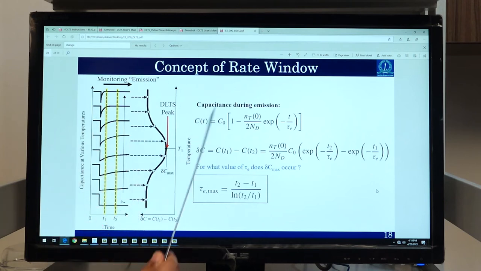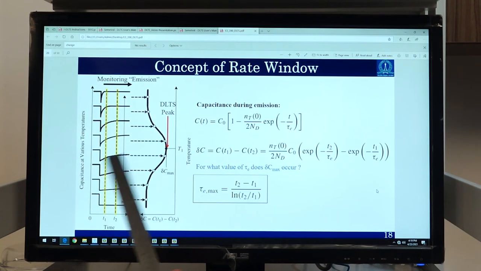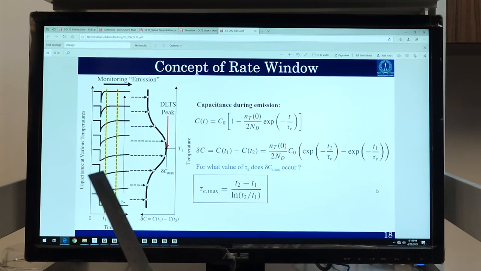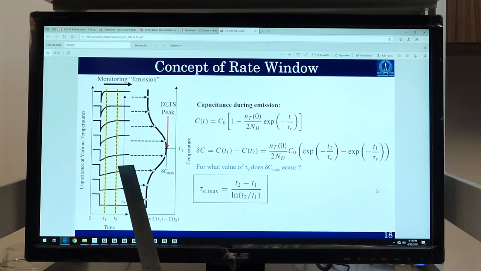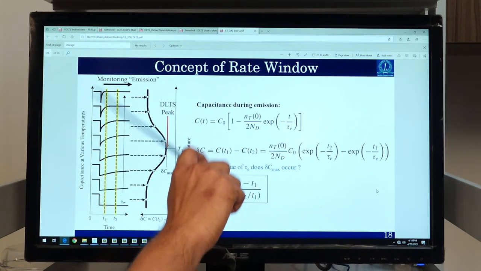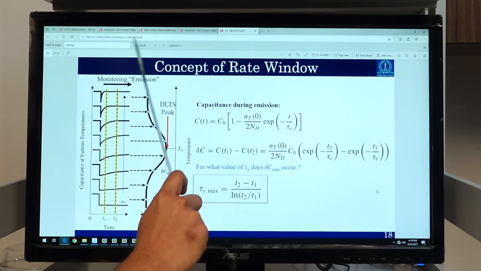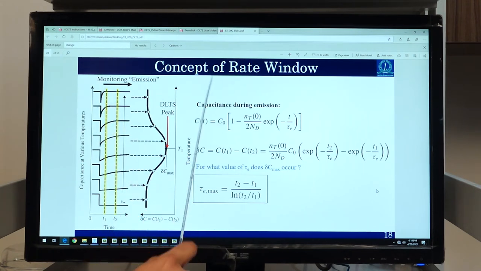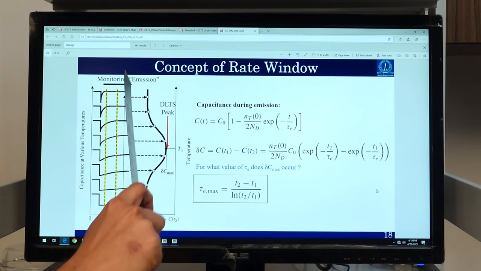This graph shows how temperature governs the transients. When the temperature is quite low, even after switching from forward to reverse bias given by this step edge, we see that the capacitance is not evolving. As the temperature rises, we see that the change in capacitance due to emission from traps becomes prominent at a particular temperature. It peaks at a particular temperature, and then the transient becomes faster and faster. At higher temperature, this change in depletion region due to emission occurs very fast.